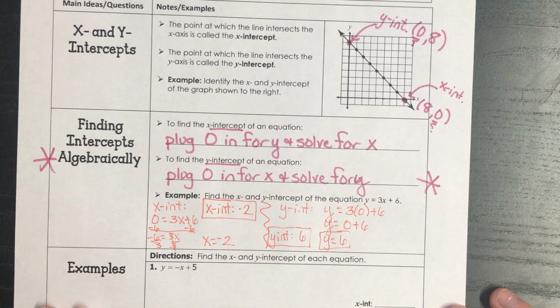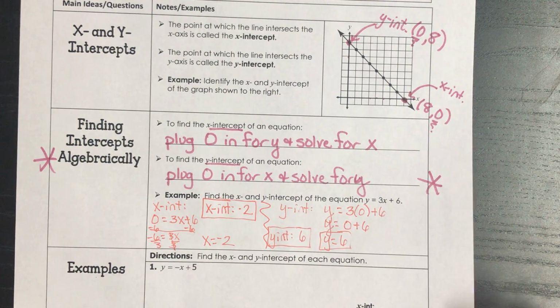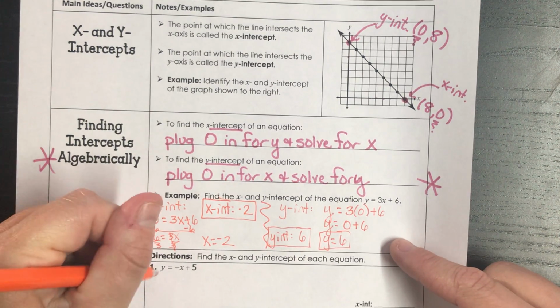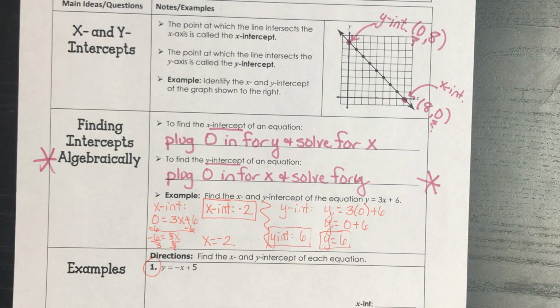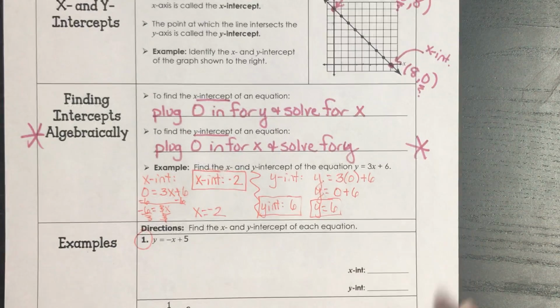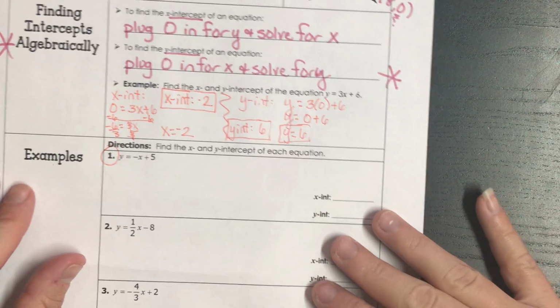So let's take a look at a couple more examples of how you're going to do this. I'm going to go through number 1 right here, and then we're going to flip to the next page, and we're going to walk through 4 and 5 because they're just 2 other different types, because those ones are in standard form.